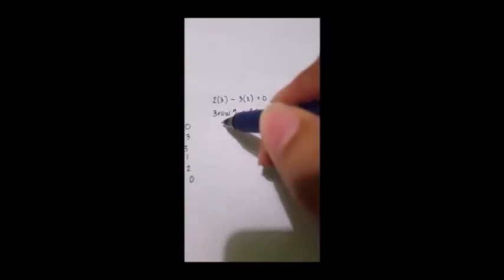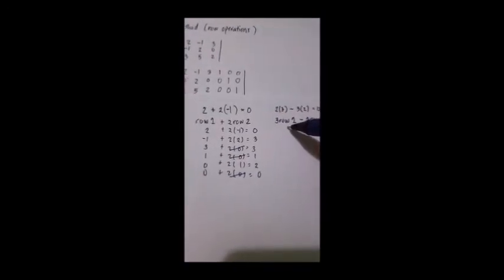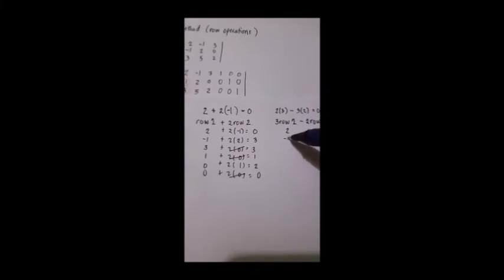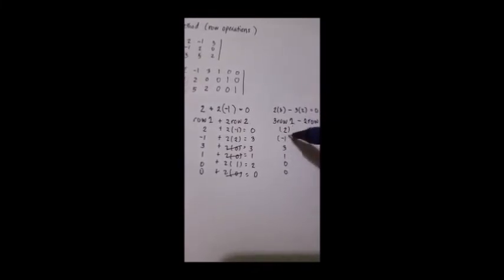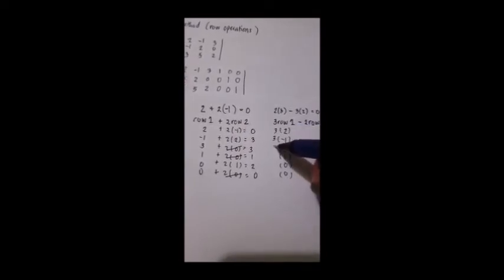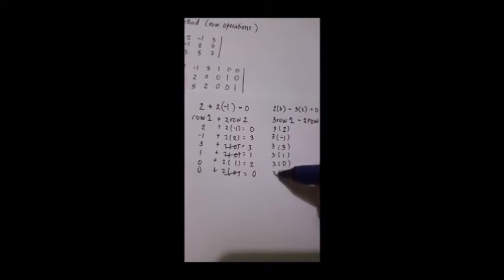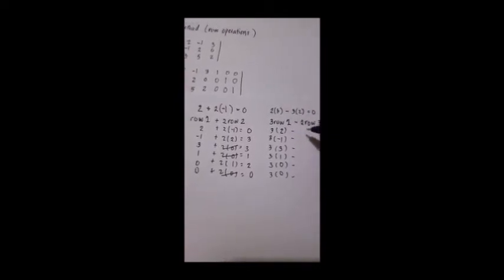Here naman, so, just have to copy all the members of row 1. We have 2, negative 1, 3, 1, 0, 0. And multiply it by 3. Kung kaya nyong mentalin, guys, you can do it. Alam ko naman kaya nyo yan.